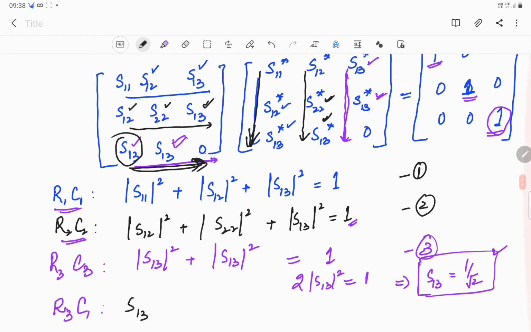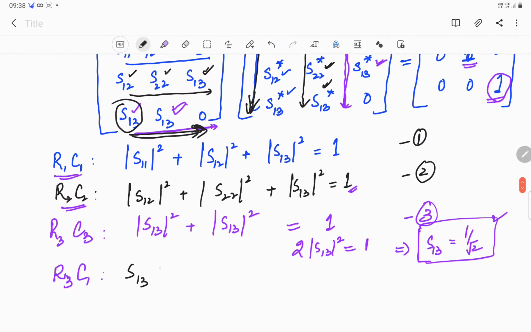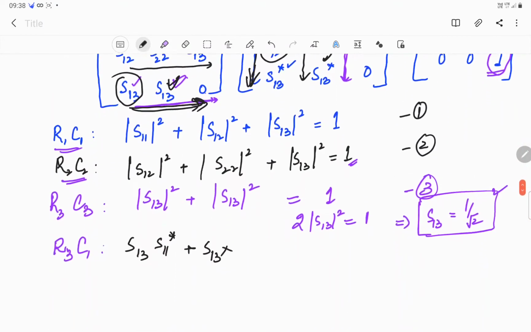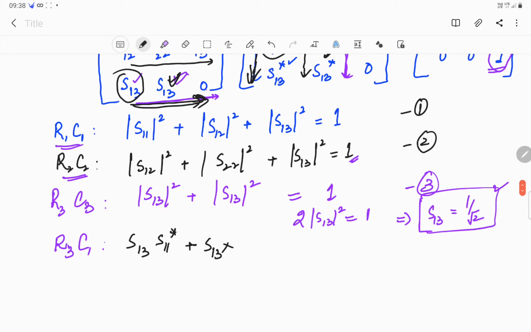So I'll write it as row 3 with column 1: S13, the first element S11 star, plus S13 into S12 star. This time it will be 0. This is simple multiplication here. So S13 can be taken as common. We are left with S11 star plus S12 star equal to 0.